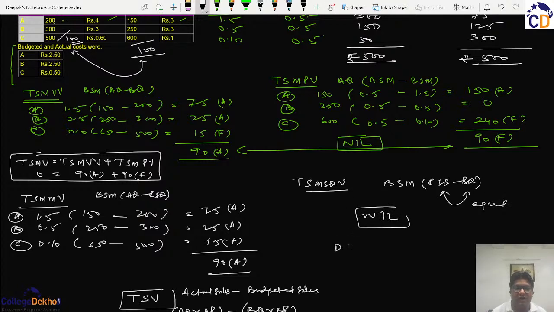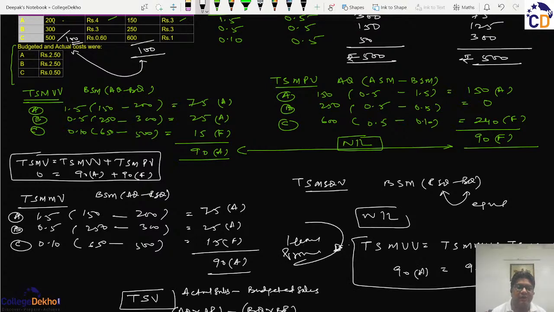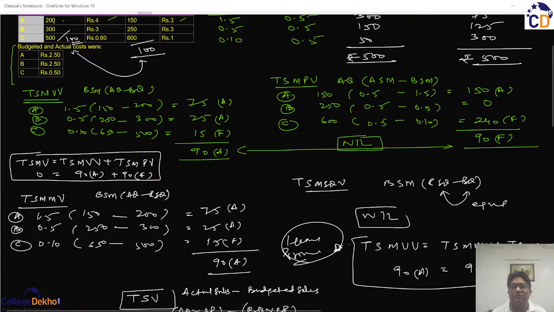You will find that total sales margin volume variance is equal to total sales margin mix variance plus total sales margin sub quantity variance, क्योंकि ये 0 है और ये 90 एडवर्स है और ये भी 90 एडवर्स था. So we can say that everything has been proved and correctly calculated, and that is how we calculate the sales margin variance. So I hope the session was of help to you.